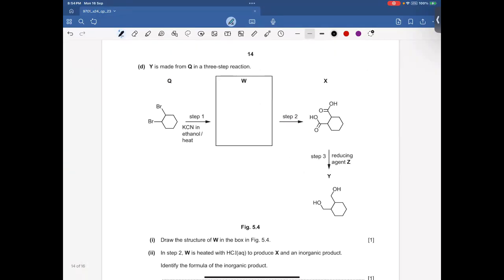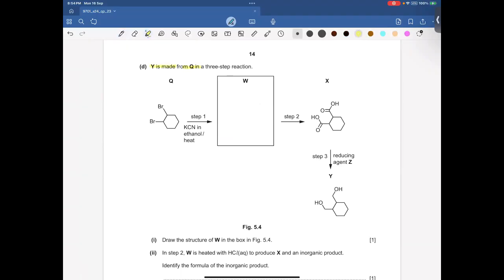Next. But that's a lengthy question, guys. Y is made from Q in a 3-step reaction. So this is a halogenoalkane reacting with potassium cyanide in ethanol. So this must be the first step of the reaction, and in this step, the carbon atoms are increased. So we need to replace bromine and attach cyanide in place of bromine. So we need to attach cyanide here, and we need to attach cyanide here.